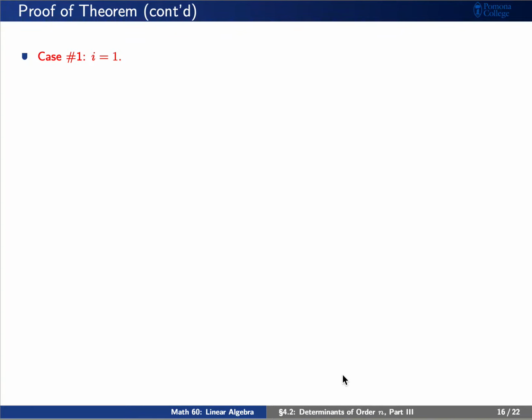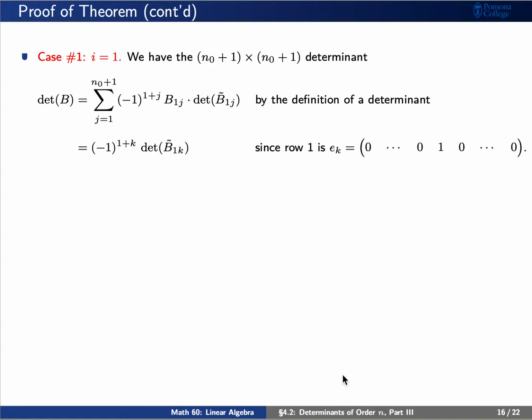Case when i is equal to 1. We'll stare at the definition of the determinant, which is simply an expansion along the first row. Let's stare very carefully at B_1j. This is the entry in the first row, jth column of B. By the way that we've constructed B, remember that we've replaced row i with the kth standard basis vector. So in this case, because i is equal to 1, the first row of B is the kth standard basis vector. That means that our entry B_1j should be the jth entry of the standard basis vector.